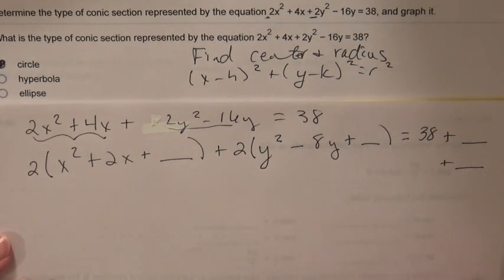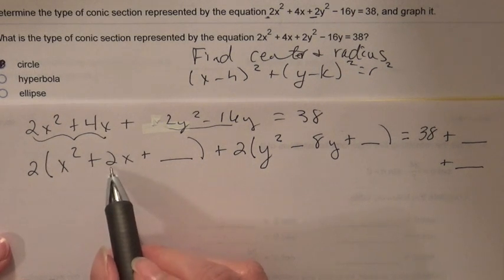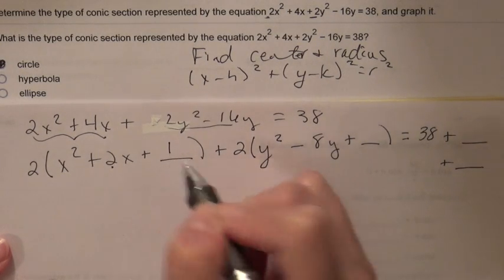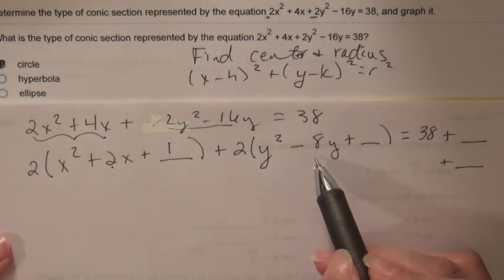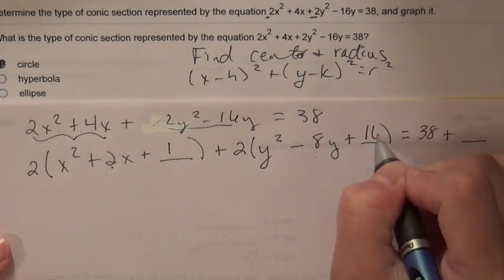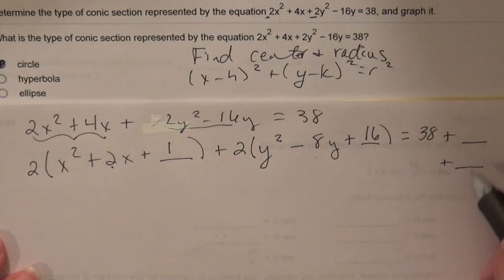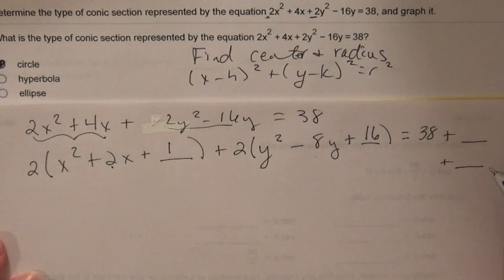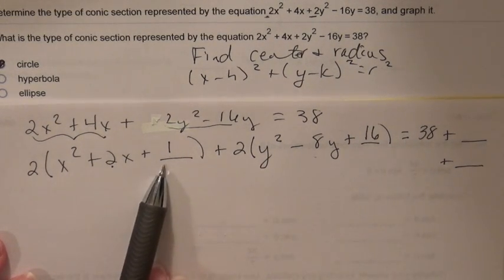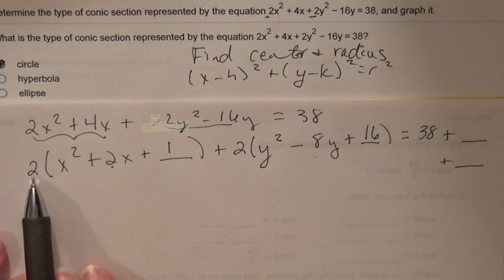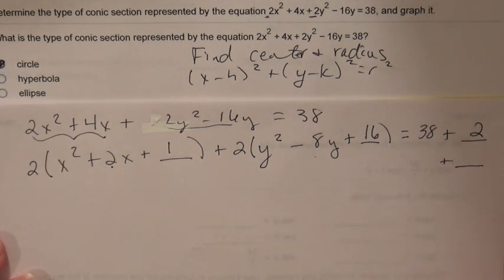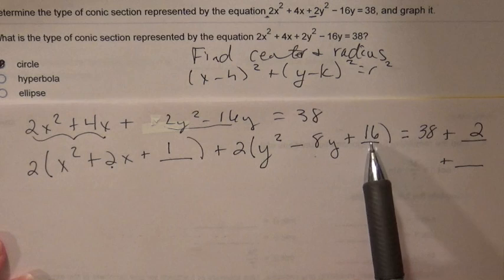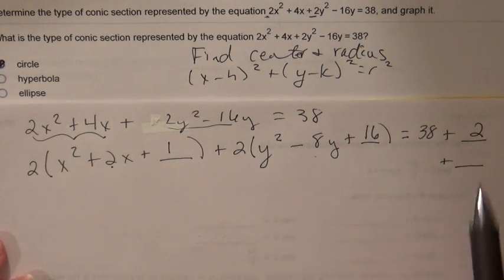Now, what number goes in this blank? You're going to take half of 2. That gives you 1. And if you square 1, that's going to be 1. Over here, take half of negative 8, that gives you negative 4, and if I square negative 4, I get 16. Now that goes here. For the right side, be extra careful. You don't automatically just put the same numbers in these blanks, because when you put 1 here, you really added 2 times 1. So 2 times 1 gives me 2 there. And over here, when I put in the 16 inside, I really added 2 times 16, which is 32.